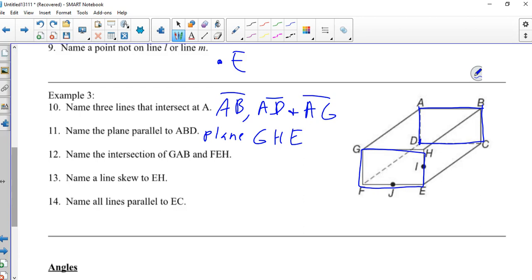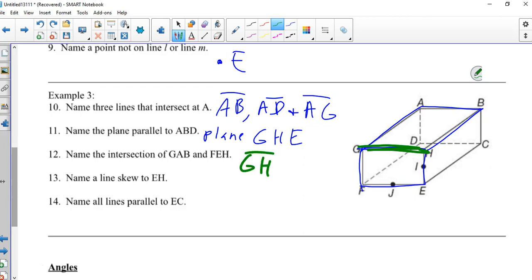Name the intersection of GAB and FEH. Again, I find it easier to actually draw. GAB, that's the top of the box. FEH, that's this side of the box. Where do those two planes meet? Right there at GH. Line segment.